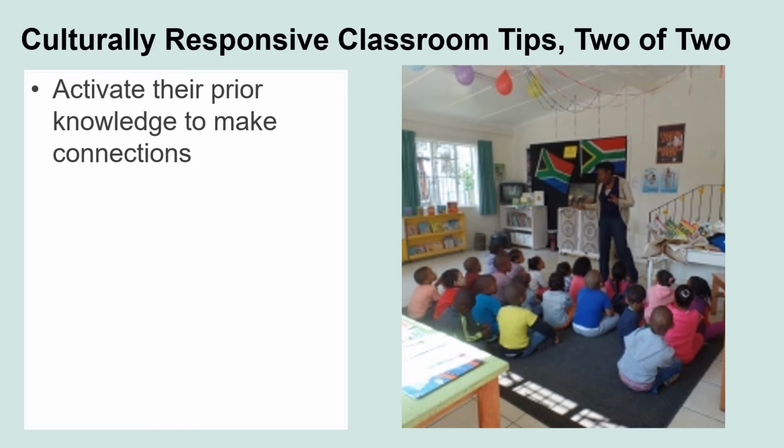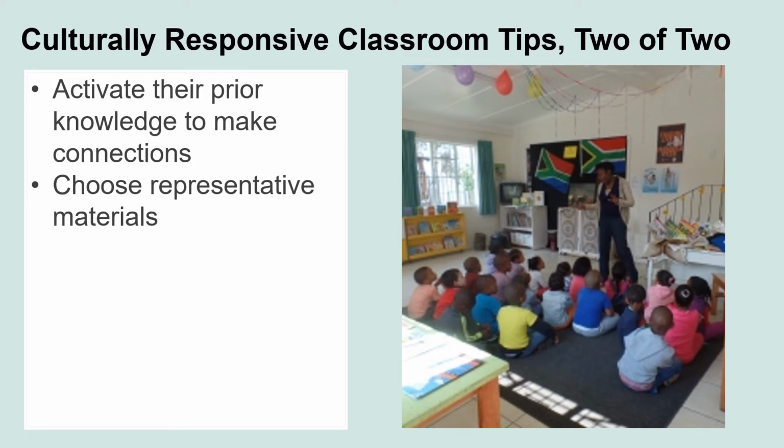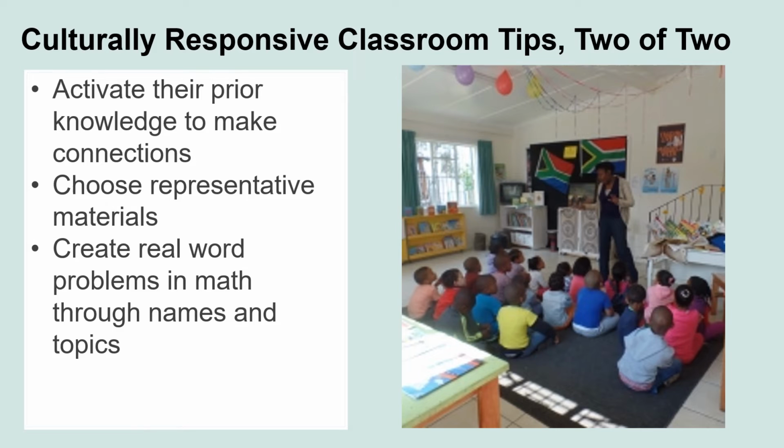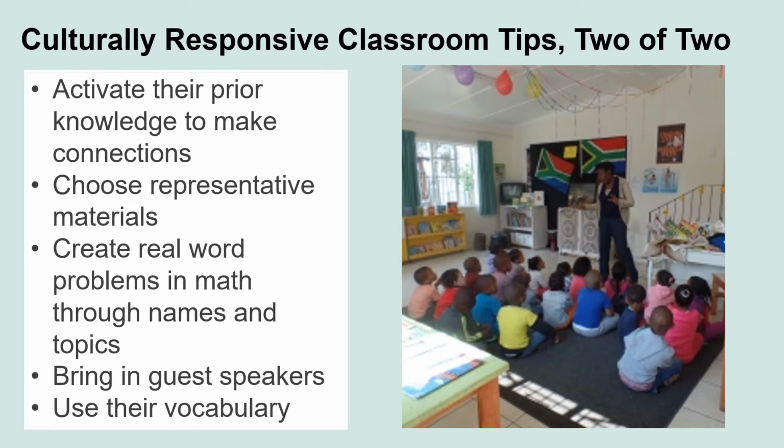Activating prior knowledge to help students make connections with new material is helpful. Choosing literature and topical information that represents elements of their cultural experience is essential. You should create word problems using names and situations that are familiar to students. You can also bring in guest speakers that bridge connectivity to the student's culture. Finally, instructors can try to use specialized vocabulary of the student when possible.